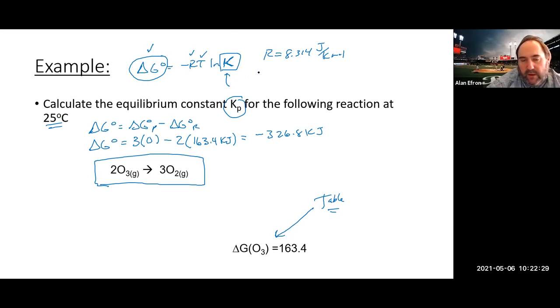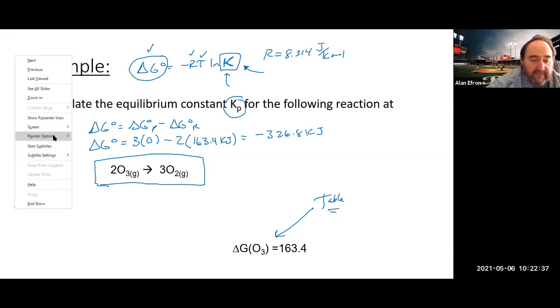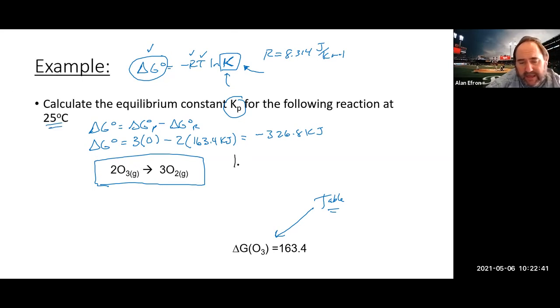So we really are looking for K here. If we do a little rearranging of that equation and solve for the natural log of K first, that would get us that the natural log of K is equal to our delta G naught divided by RT, and we should not forget that there is a negative there as well, right? So we want to make sure we have that.